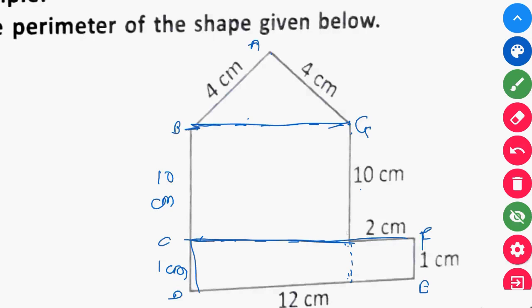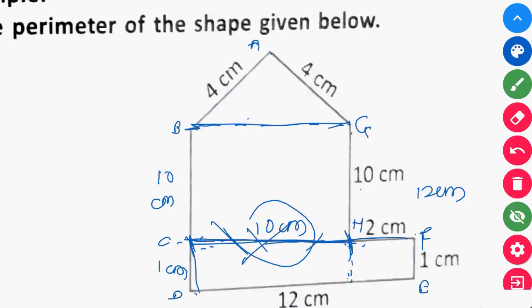Now here also we give one point H. What is the length of CH? See, CF is equal to DE, so CF is 12 centimeter. So what is the length of CH? 12 minus 2, that is 10 centimeter. But we don't need this because we have to find the perimeter. We don't bother with the inner side, so no need to calculate this 10 centimeter here.